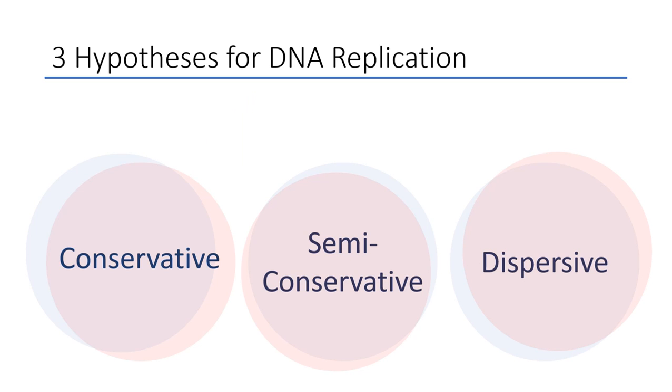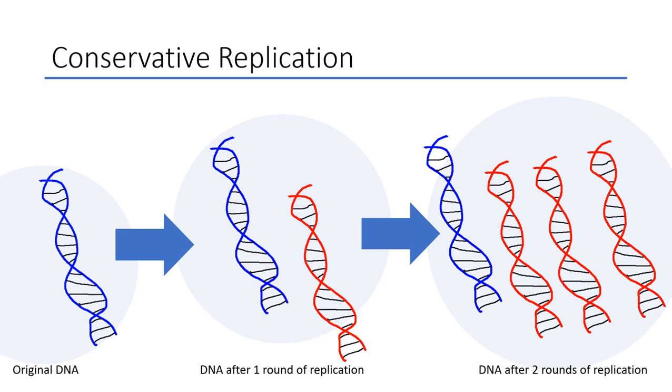At the time, there were 3 standing hypotheses on how DNA replicates in reference to the original DNA strand, which serves as a template for replication. These 3 replication types are conservative, semi-conservative, and dispersive. In conservative replication, the original DNA strands are kept intact and paired, while strands produced by duplication are paired together.